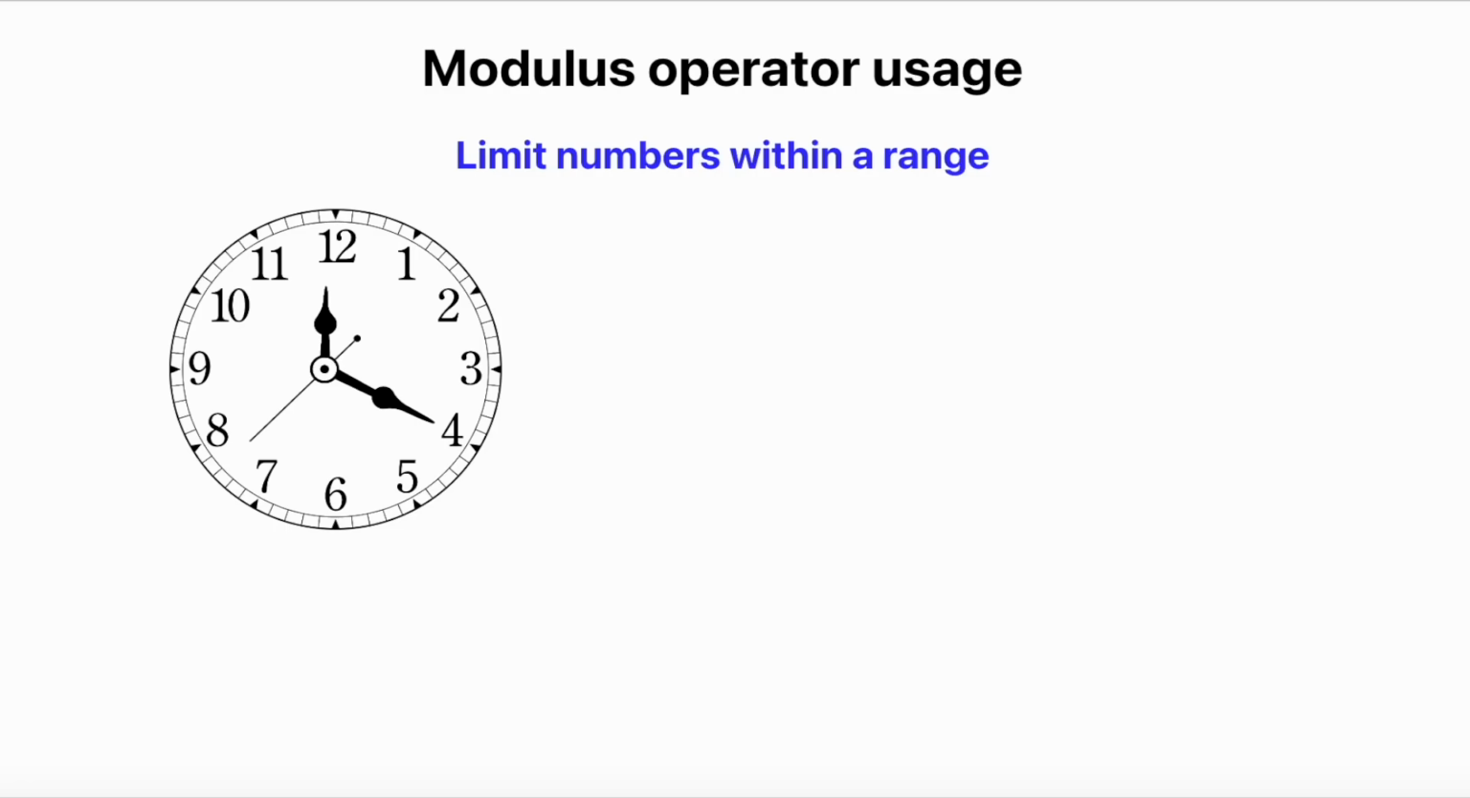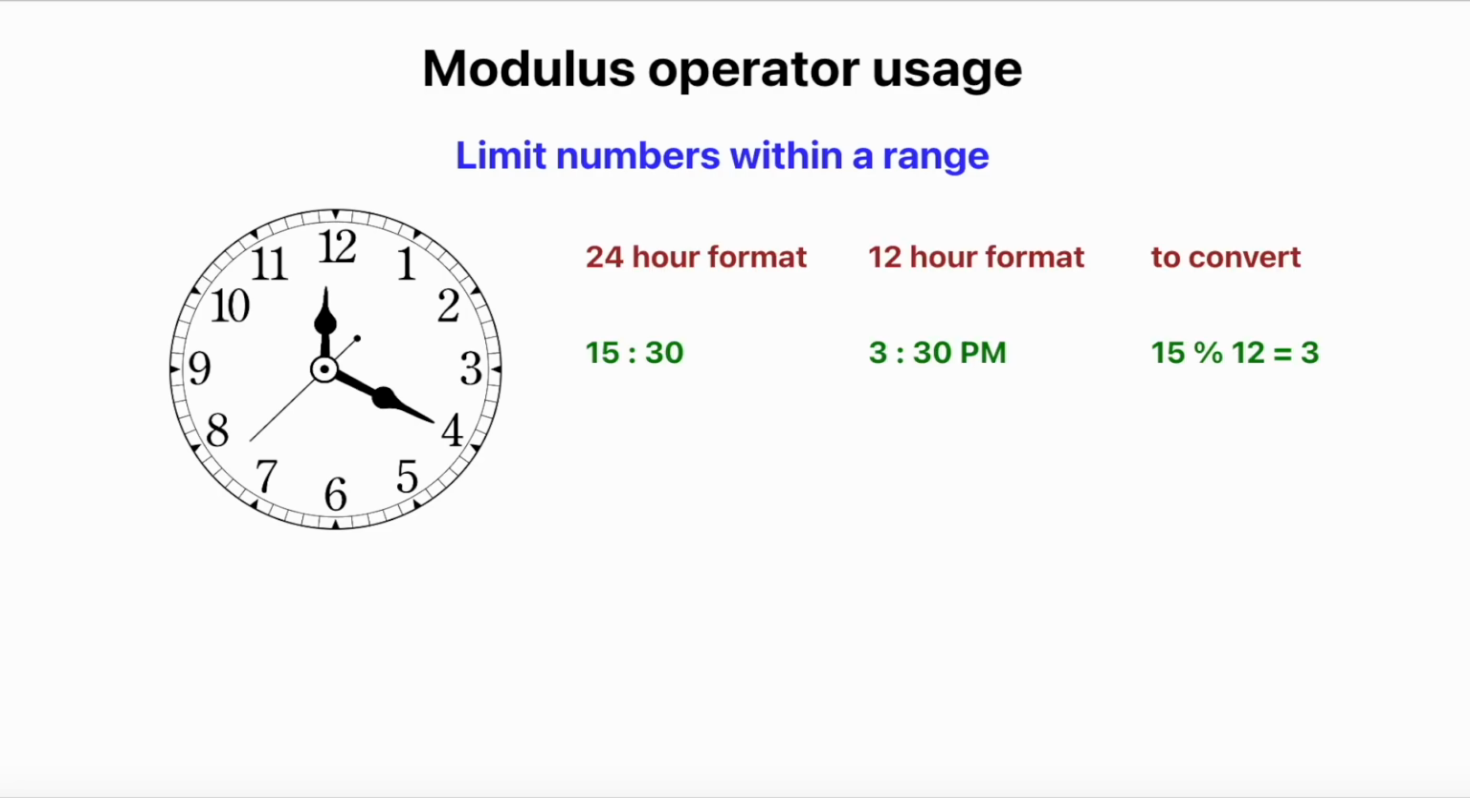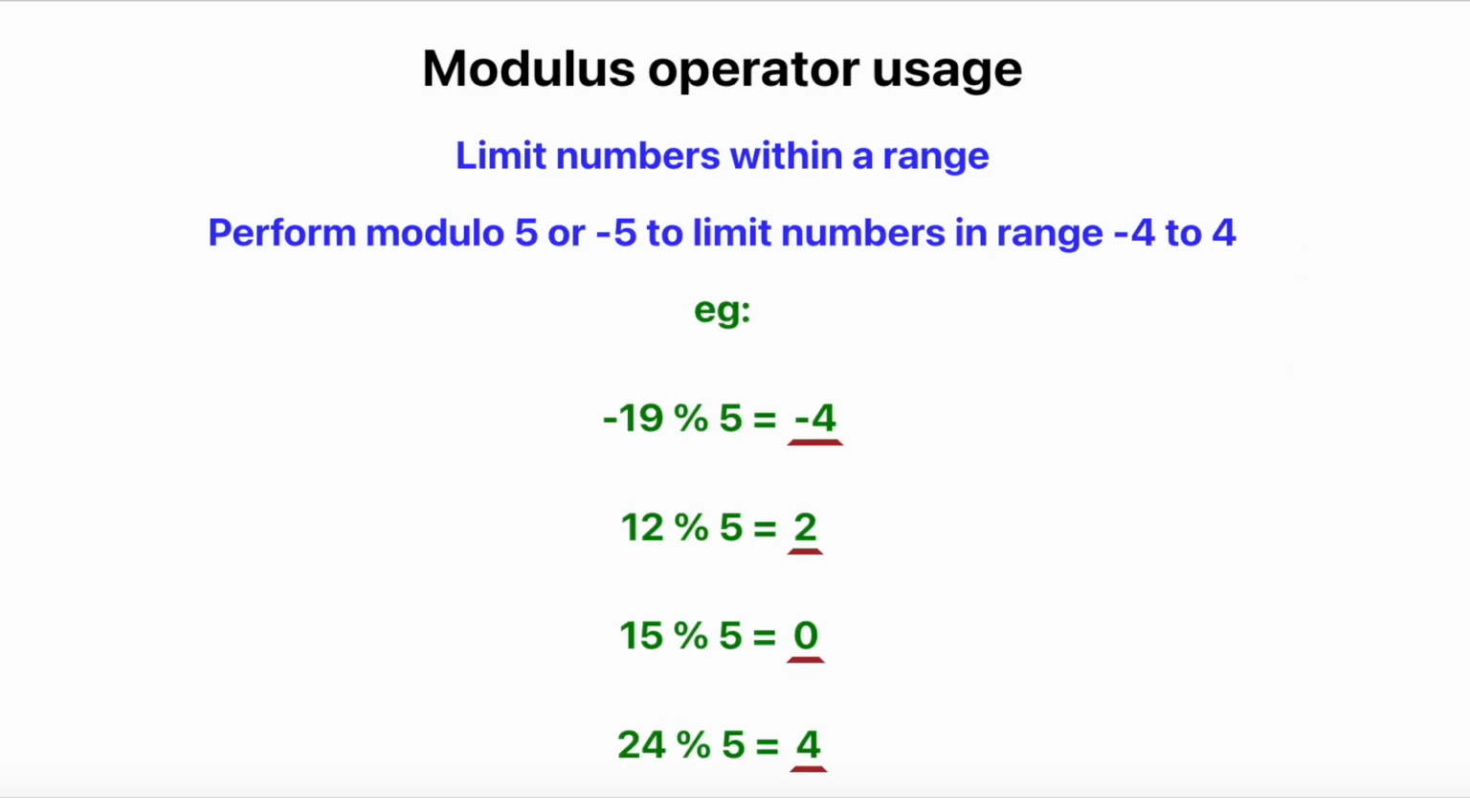So we can get the time in 12-hour format after performing modulo 12 on the 24-hour format value. In the 12-hour format, the 0 value is represented with 12. For example, 15:30 in 24-hour format is 3:30 p.m. in 12-hour format, which can be obtained by performing modulo on 15 by 12, that is 15 mod 12 is 3. 12:30 in 24-hour format is 12:30 p.m. in 12-hour format. Again, 12 mod 12 is 0, but 12 is used instead of 0.